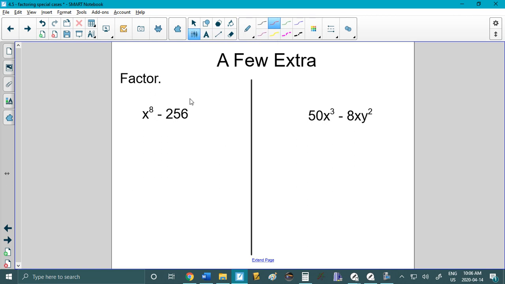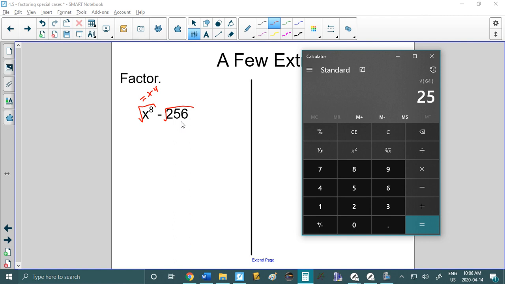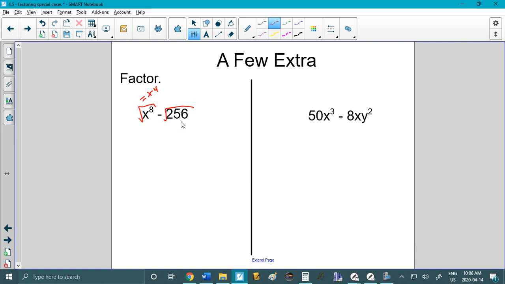Okay, I'm back. So x to the 8 is a perfect square. The square root is x to the 4. 256, if I square root that, I get 16. So this is going to be x to the 4 plus 16 and x to the 4 minus 16.